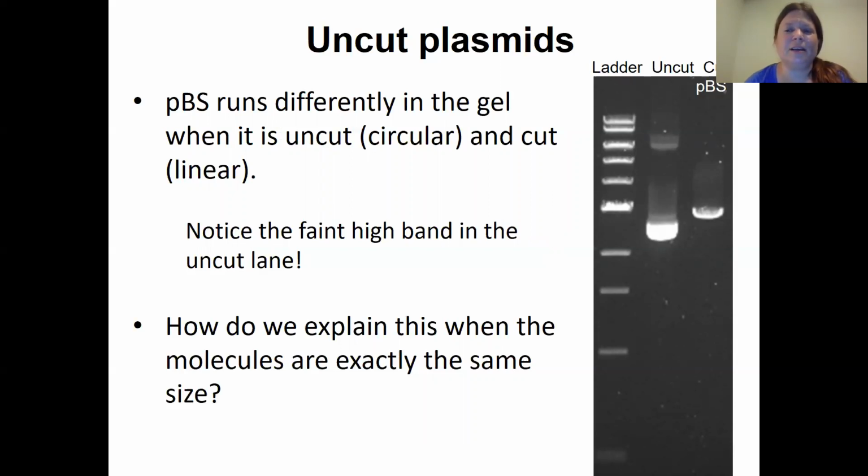Uncut pBluescript, whether it's cut or not, is 3 kb. And if we look at the uncut lane, it's just one sample. It's running at 2 different sizes, neither of which is 3 kb. That tells us this is undigested plasmid. I want to distinguish between undigested plasmid and partially digested plasmid. Those are very different things. Don't call one of them the other on the post lab or you'll be wrong. It's partially digested if some but not all of the sites have been cut. It's undigested if none of the sites have been cut and it's still circular. So remember that distinction, please.